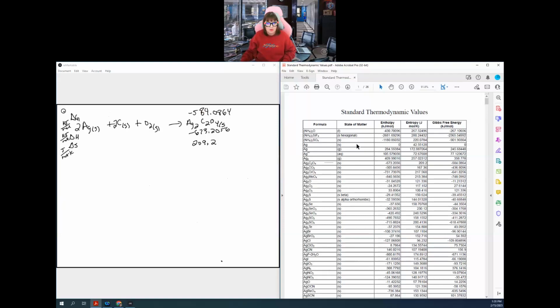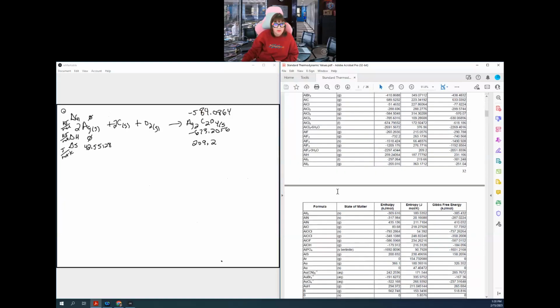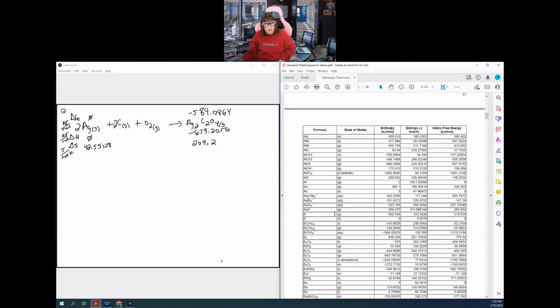And I see my Ag solid is right here. My enthalpy value for that is 0. My entropy value for that is 42.55128. And my free energy is also 0. Okay, so that's that one. We'll go and look for carbon. And of course, it would be smarter if I actually search for it. Control F, C.